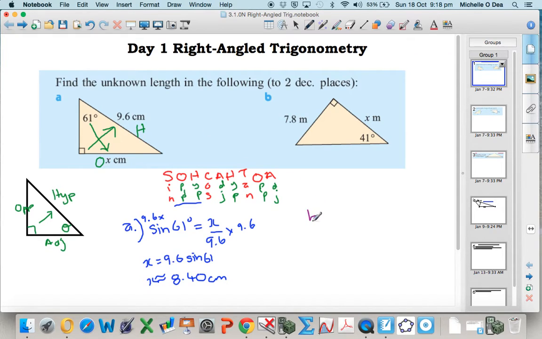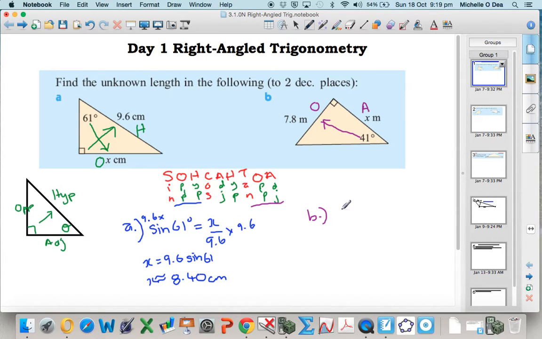So here, always go from the angle. We need to figure out which side we have. Here I can see the 7.8 is opposite the 41 degrees, so I have opposite. The hypotenuse is opposite the right angle, so I don't have that one. And this is the adjacent side. This is next to the angle. So I've got O and A, opposite and adjacent. So now I'm looking at the TOA part of our SOHCAHTOA.